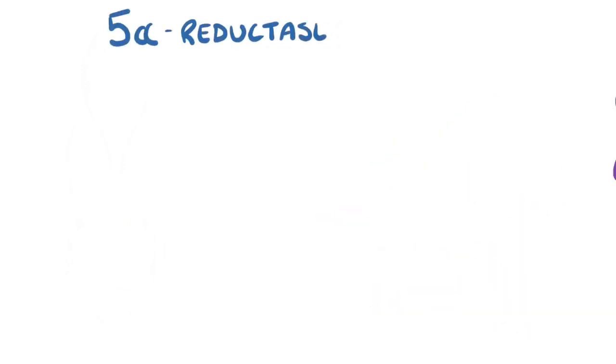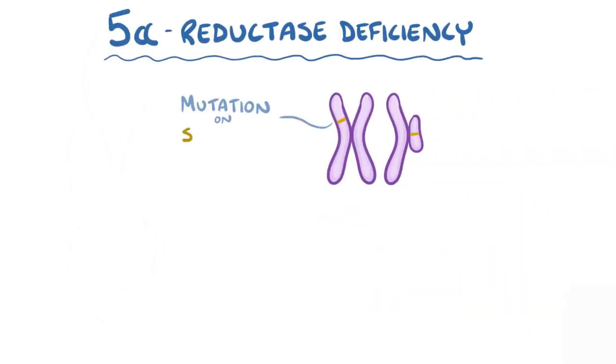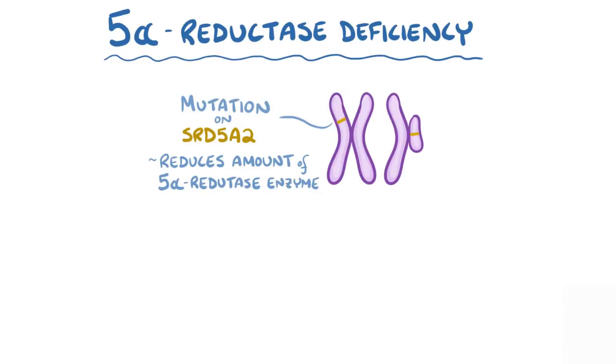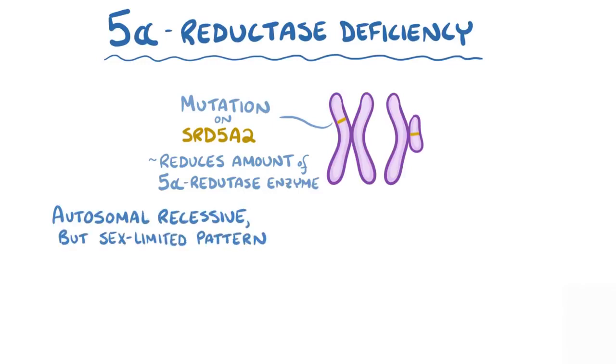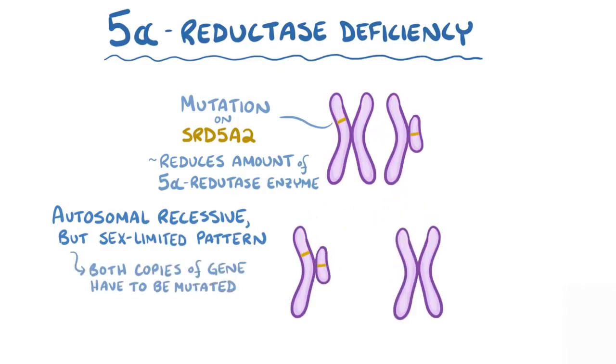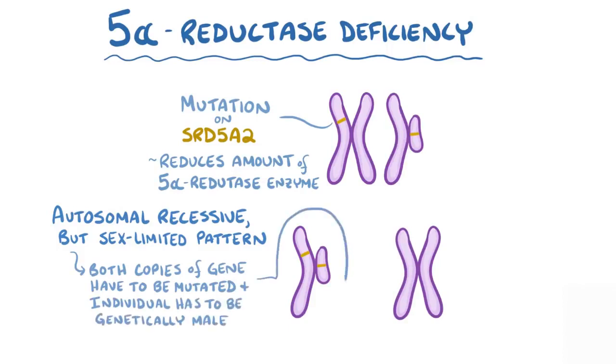In 5-alpha reductase deficiency, there's a mutation in the gene SRD5A2, and that reduces the amount of 5-alpha reductase enzyme that's made. The condition is inherited in an autosomal recessive but sex-limited pattern. This means that for the disease to appear, both copies of the genes have to be mutated, and the individual has to be genetically male, with one X and one Y chromosome in each cell, since dihydrotestosterone has no role in the development of genetically female individuals, with two X chromosomes in each cell.